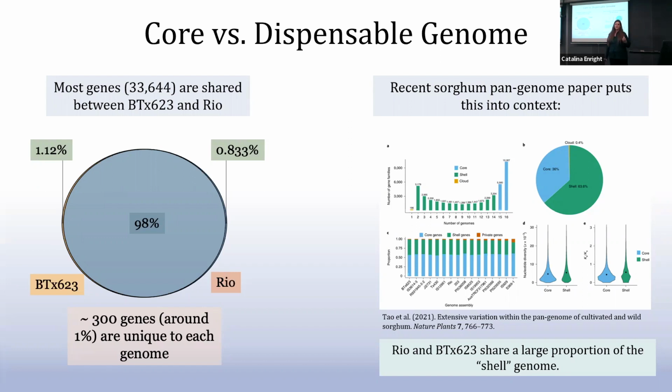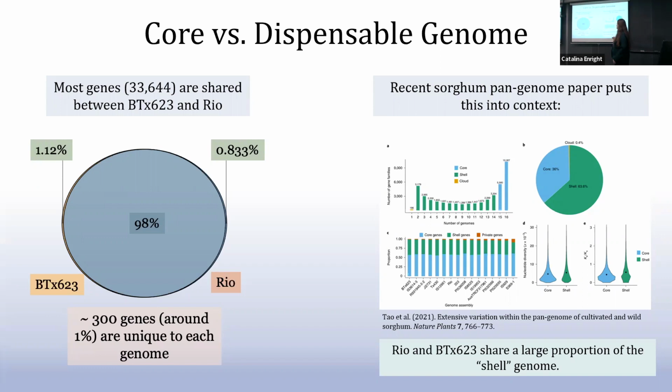Now, there's been a more recent study in the last year from Emma Mace's group in Australia where they did look at more of a sorghum pangenome. So they included more diverse lines, about 13 different sorghum lines, and it puts it a bit into perspective for us. What they find is only about 36% of the genes are core, and about 63% are what they call shell. So it's not in all the lines, but it's in more than one. And then a very small percent is unique to just a particular single line. And we have Rio here and BTX623.